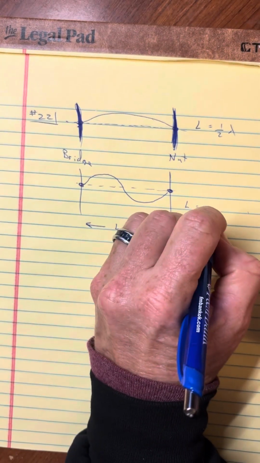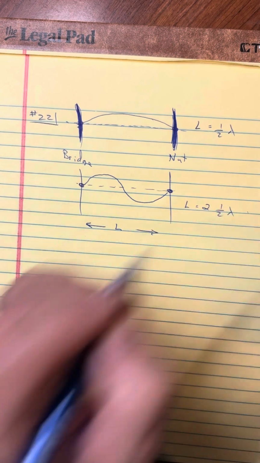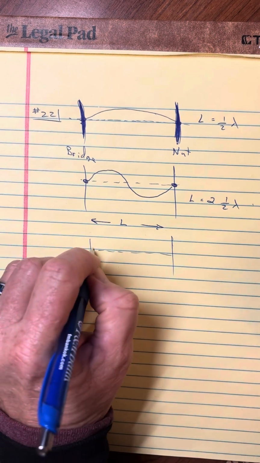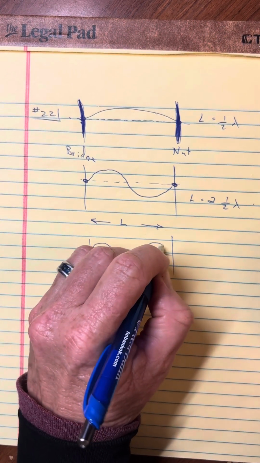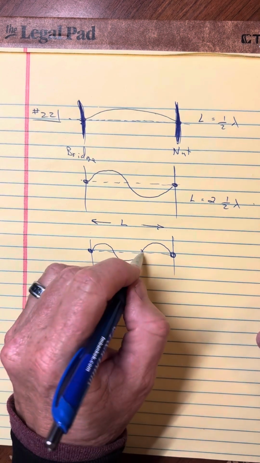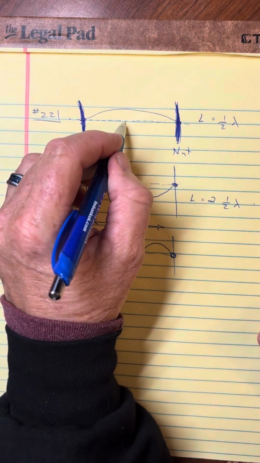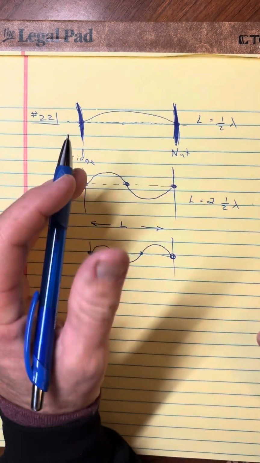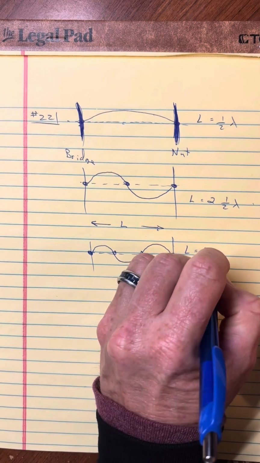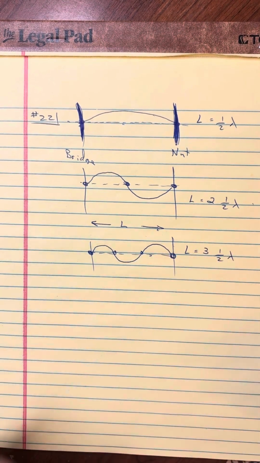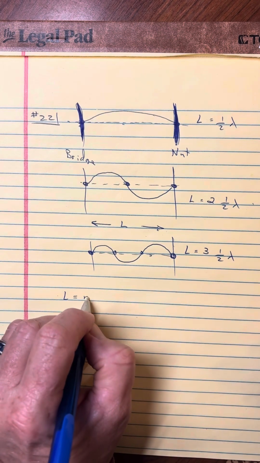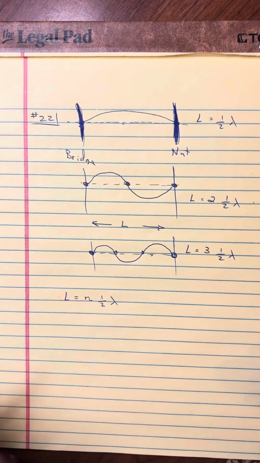In this case, L is 2 half wavelengths. And if I go ahead and draw one more picture that would fit the criteria, where there's got to be a node on each end, which of course would put another node in between them. So this would have no nodes in between. This would have one node in between. This would have two nodes in between. But of course in this one you can see L is 3 half wavelengths. And so in general, L would equal an integer number of half wavelengths.